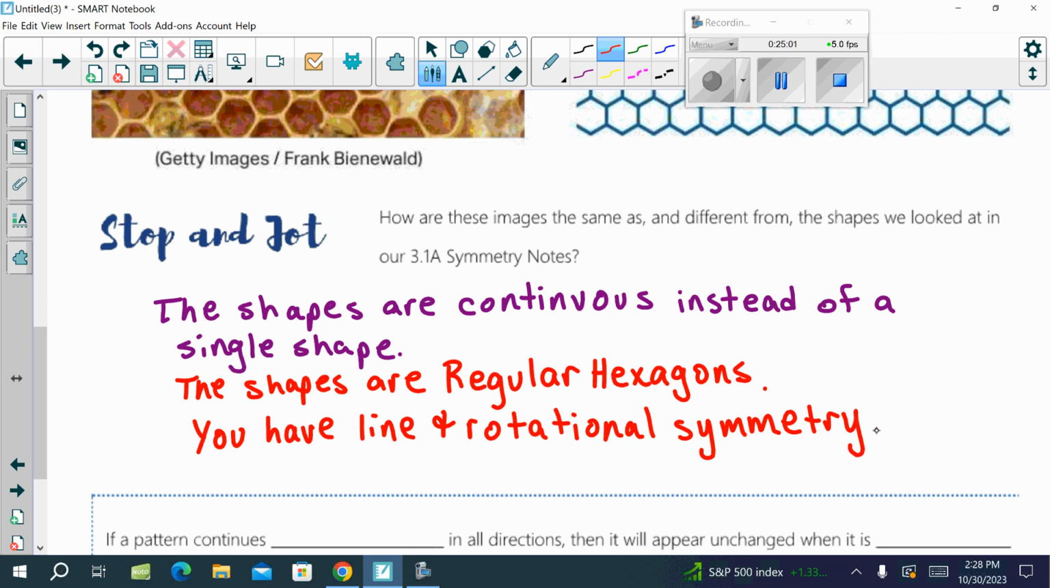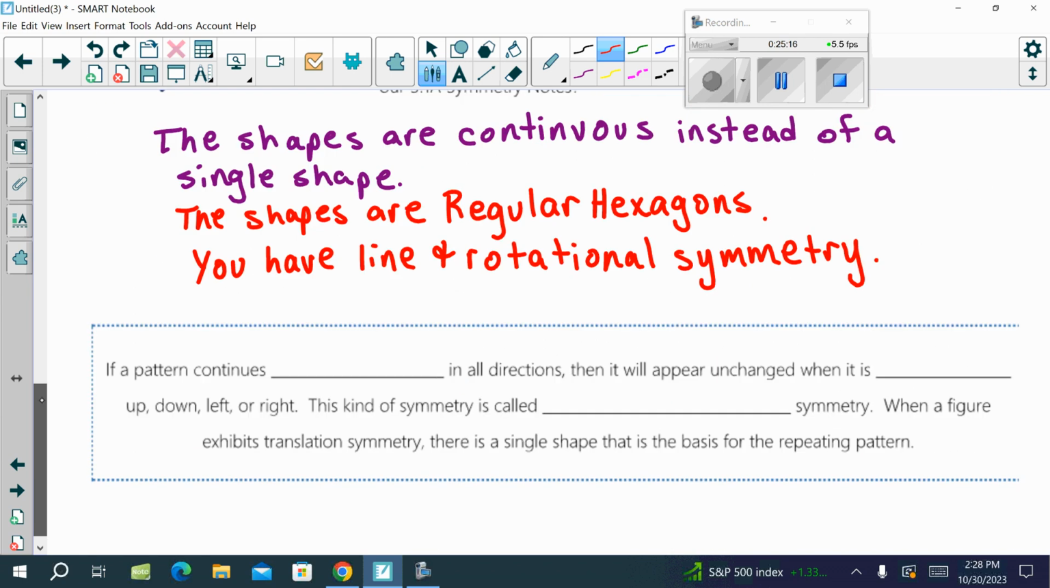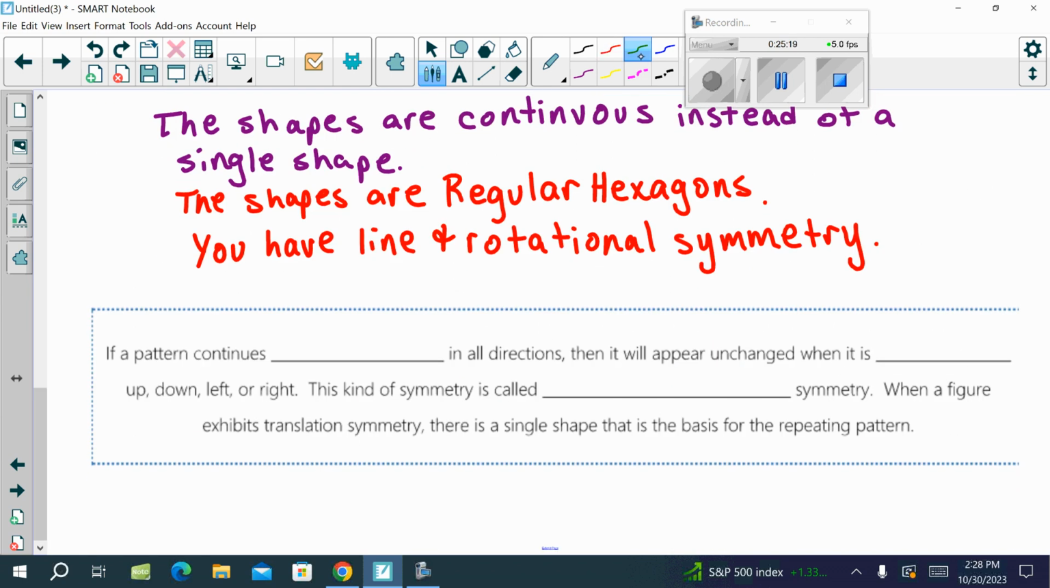All right, so if a regular hexagon in the first half of notes had line and rotational symmetry, don't you think a continuous pattern is also going to have line and rotational symmetry? Yes, probably. Okie dokie. So if a pattern continues indefinitely, so if we continue this pattern forever, then it will appear unchanged when it is shifted up, down, left, or right.